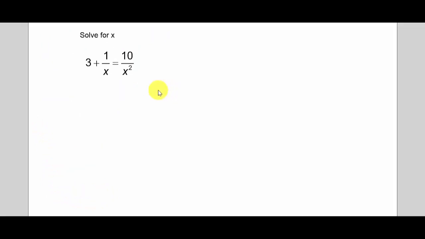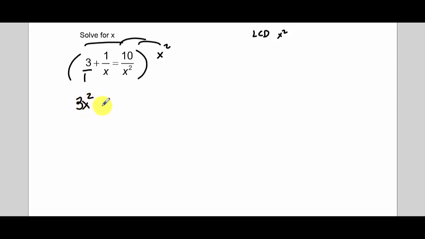Okay, so now we've got variables all across. We need to look for our LCD, remembering that we have a 1 under this 3. So if I take a look at x squared and 1, my LCD is x squared. Multiply each term by x squared to clear the fraction. So I have 3x squared plus x is equal to 10.